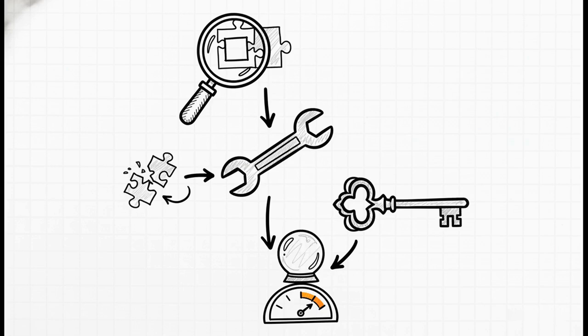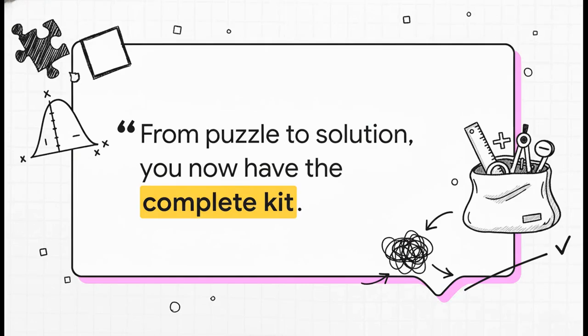Step 2, always try the clever wrench first. Give factorization a shot because it's super fast when it works. Step 3, if that fails, no sweat. Wield the universal key. The quadratic formula will never let you down. And finally, step 4, don't forget to use that secret diagnostic tool, the discriminant, to get a sneak peek at what your answer is going to look like. And really, that's the biggest takeaway here. Something that might have looked really complicated before is now just a straightforward process. You are totally equipped. From puzzle to solution, you have the complete kit.